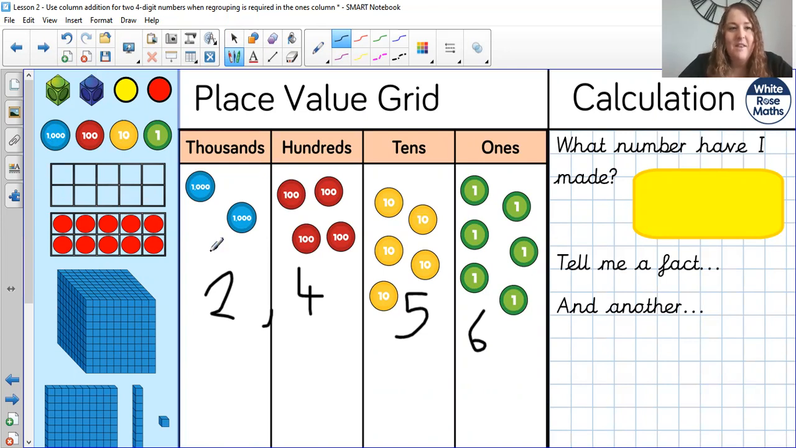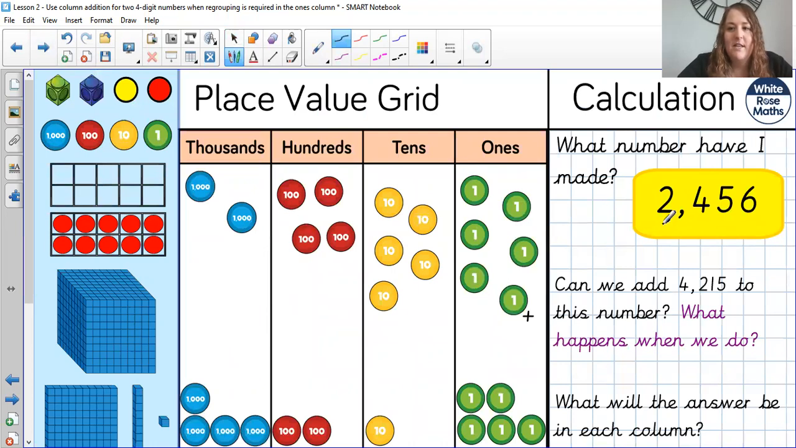You guys are always better than me at coming up with the different facts about the numbers. Okay. Now I've still got this number 2,456 up here, and we are going to try and add 4,215 to this number. Now what happens when we do? So I'm just going to check. I've got 4 in my thousands column here, 2 in my hundreds, 1 in my tens, and 5 in my ones. Now let's just think back to that WALT. Our WALT is when regrouping is required in this ones column.